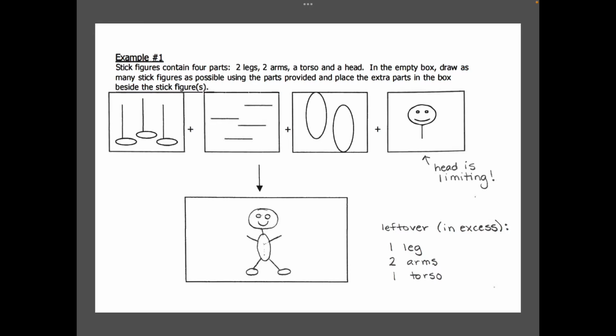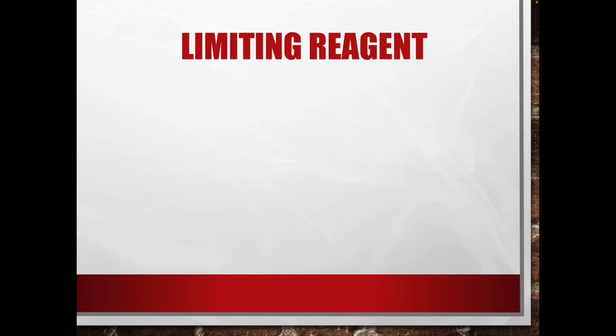Alrighty, so what you should have realized is that the head is limiting. We only have one head, therefore we can only draw one stick figure. So there's my sad attempt at a stick figure. Just remember, I'm really good at chemistry, just not so much at art. So I'm going to stick to chemistry from now on, I promise. But our leftover reagents, we have a leg left, we have 2 arms, and we have a torso. So all of the other components are in excess, but our head here would be our limiting reagent.